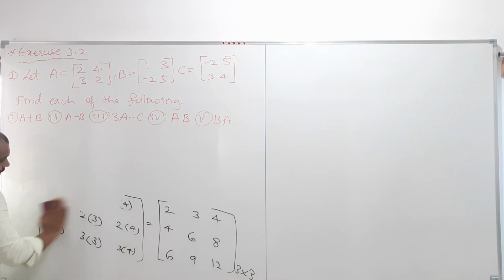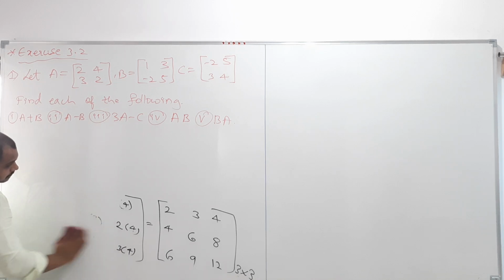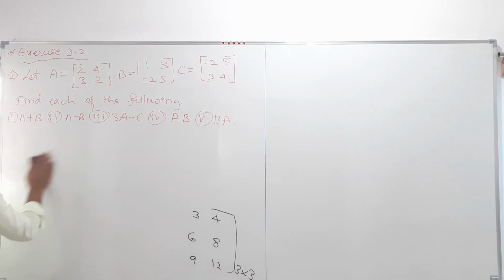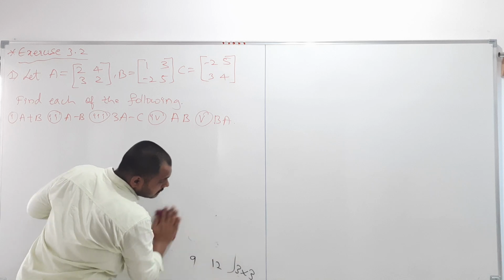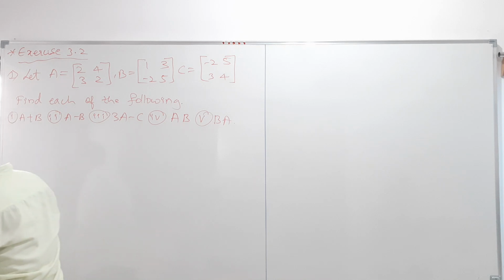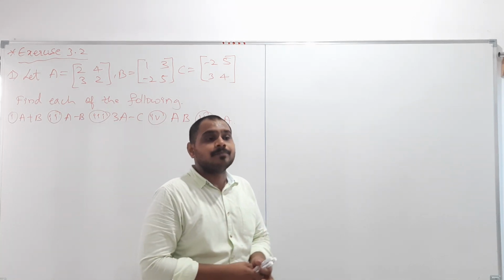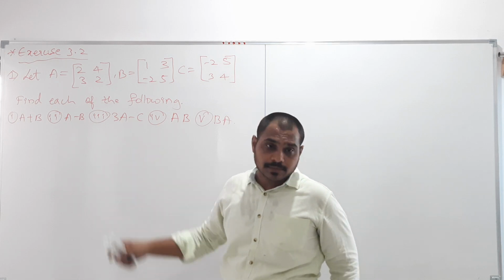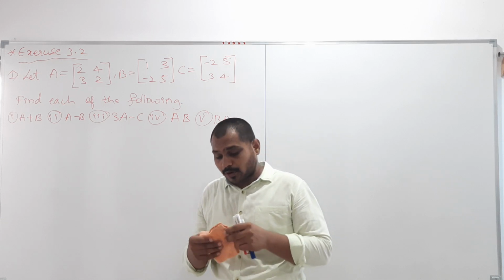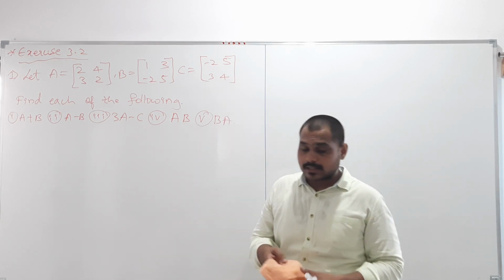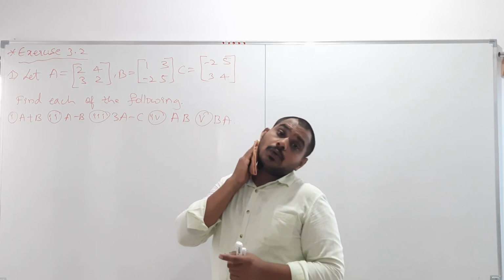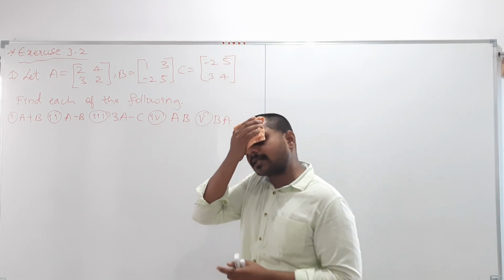So my dear students, I'll recall the things. In the addition as well as in the subtraction, we should check whether the given matrices are of the same order or not. In the previous classes, while explaining the addition and subtraction of matrices, I told you that the addition or the subtraction of two matrices is possible only if the given two matrices are of the same order, then only we can add or subtract.